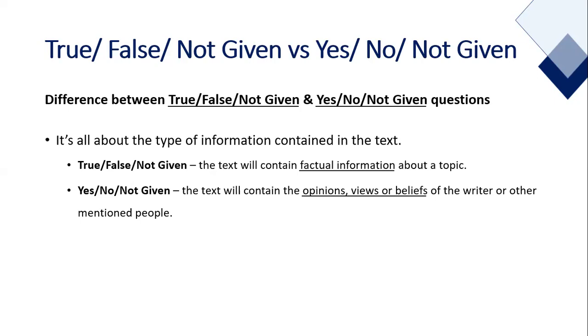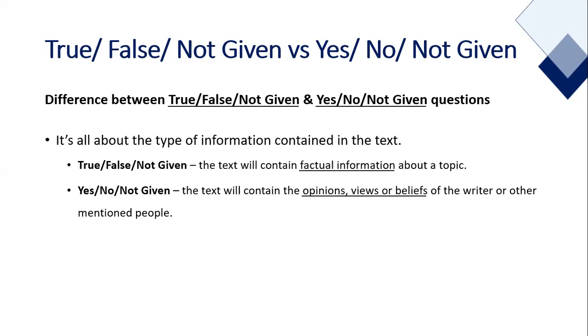So what is the difference between true, false, not given, and yes, no, not given, and why have I clubbed them? In true, false, not given, the text will contain factual information about the topic, and the statements will require the student to find factual information. In yes, no, not given, the text will contain opinions, views, or beliefs of the writer or other people mentioned in the text, and the student has to identify these statements, which are essentially opinions, views, or beliefs expressed. The parameters of judging them are the same.